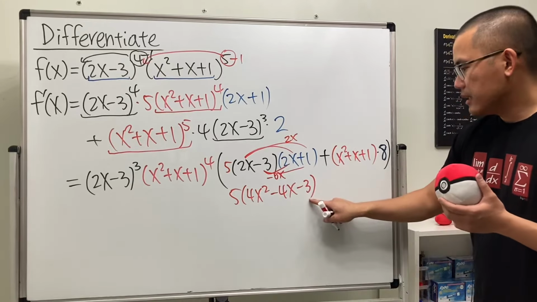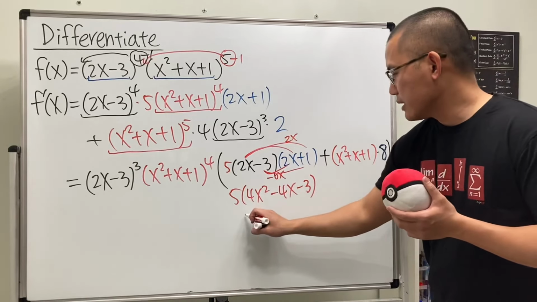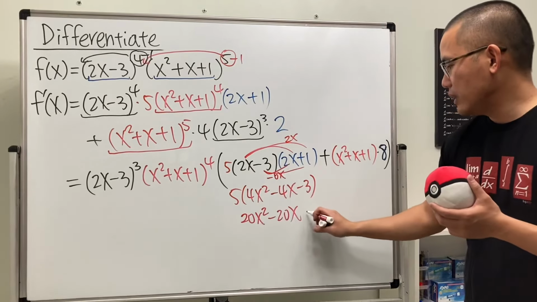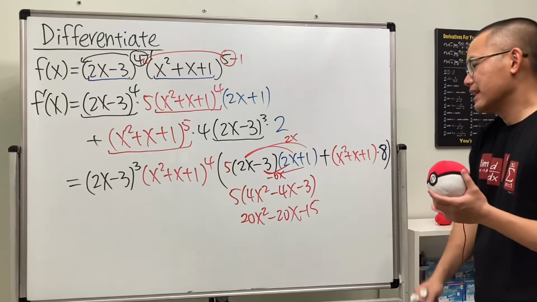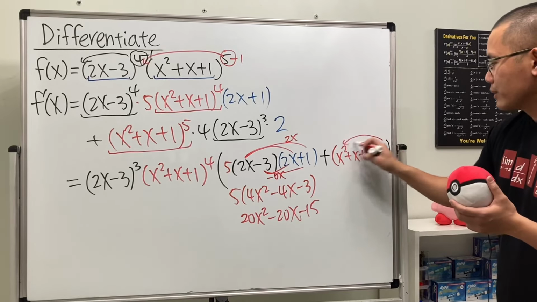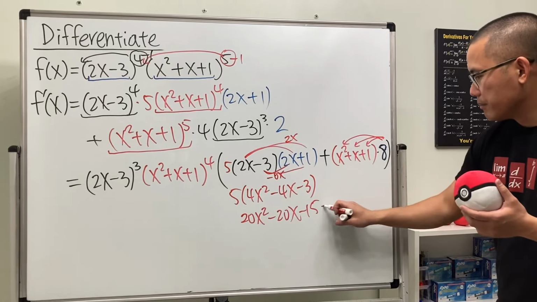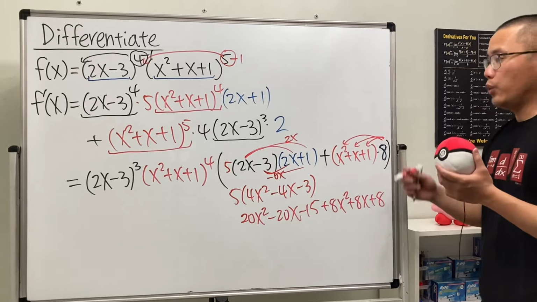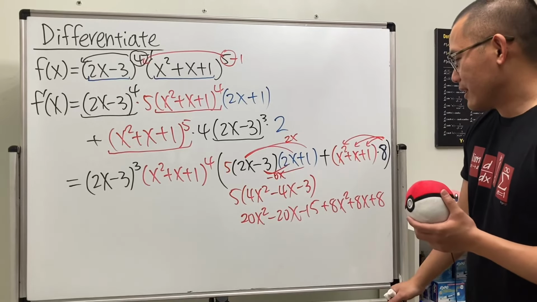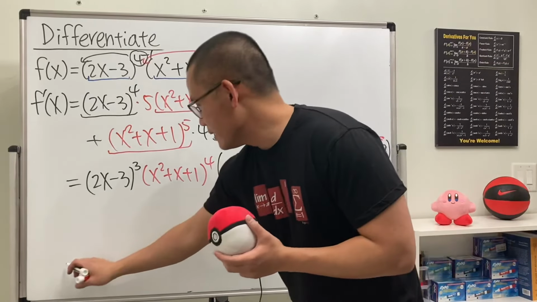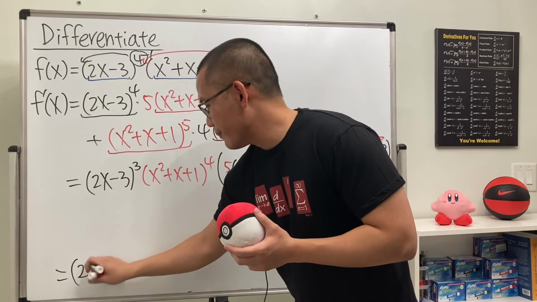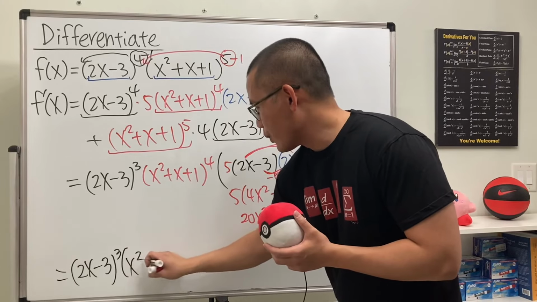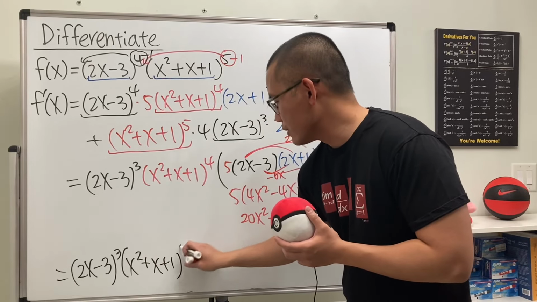And then next we do this times that, which is negative 3. Alright? And then let's see, multiply this out, we get 20x squared. This and that is minus 20x. And lastly, we have the minus 15. Done for that. And lastly, we distribute this backwards. Alright? So we will get plus 8x squared plus 8x plus 8. Whew. And then in the end, of course, we can combine terms, but let me just write down everything. So here we have parentheses 2x minus 3 to the third power times that, which is x squared plus x plus 1 raised to the fourth power.